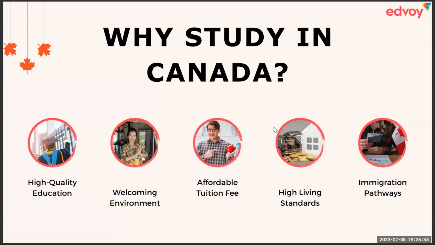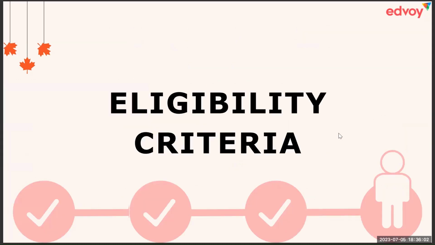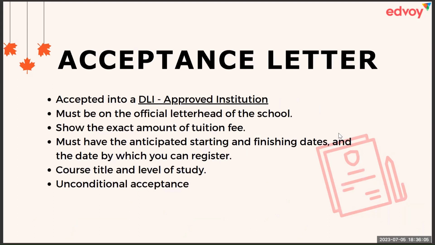So now let's move on to the next and the most important part of this session, that is the eligibility criteria for the applicants. The first and foremost important thing that someone will need is an acceptance letter. You can call it acceptance letter, offer letter, letter of acceptance, or whatever you want to call it, from a DLI approved institution. That's a designated learning institution. It's just a fancy term for a school that meets all the requirements of the immigration department, and they can actually sponsor international students.